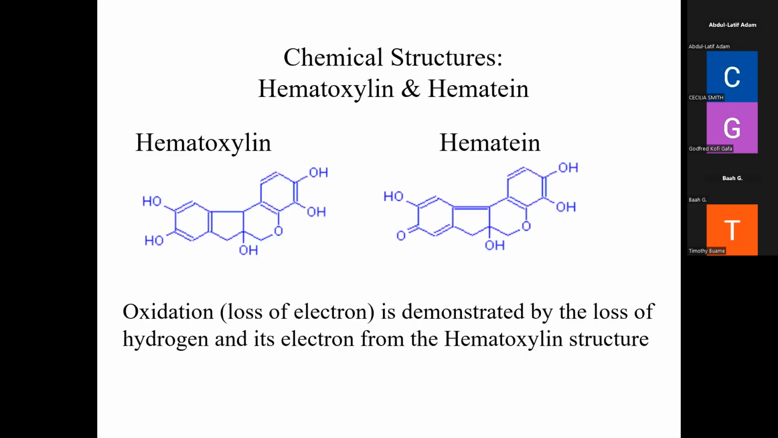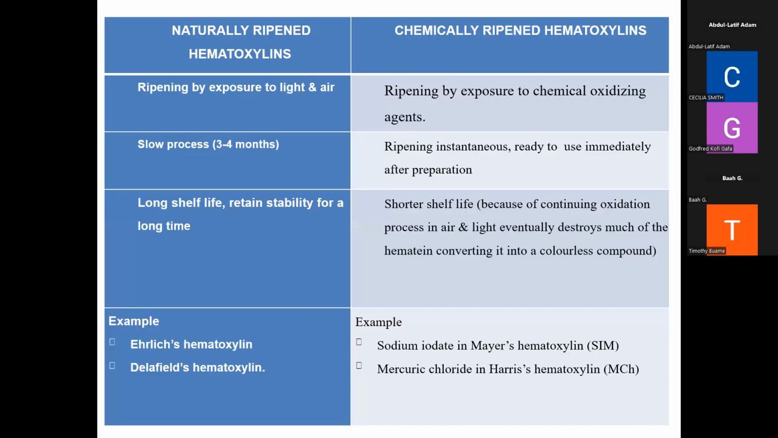So this is the conversion of hematoxylin to hematine, and all you need to know is that the conversion is done by oxidation, and the oxidation can be natural, or it can be chemical. Natural is when you expose it to sunlight and air, and they oxidize it. Or for the chemical, you add potassium permanganate. But it depends on the type of hematoxylin that you are using, as the ripening agents also differ. Some will use mercuric oxide, some mercuric chloride, some sodium iodate, some potassium permanganate.